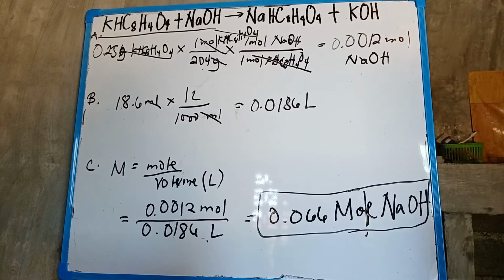In most questions, the reactants are what you use to get the liter volume or molarity, because this is just the product of our reactant. So this is our first example.